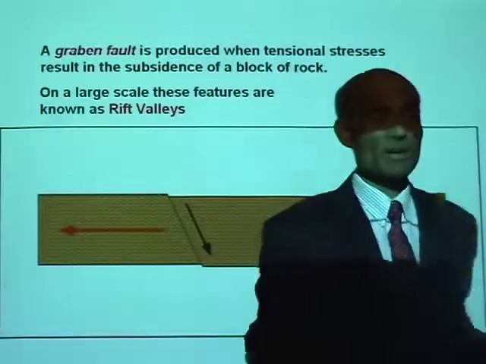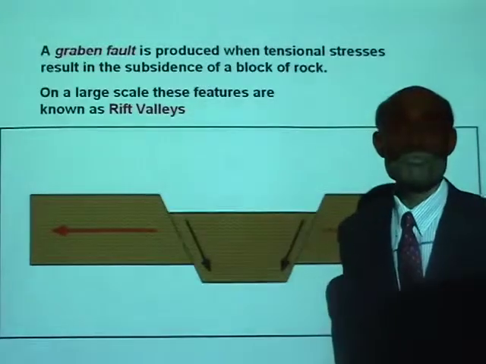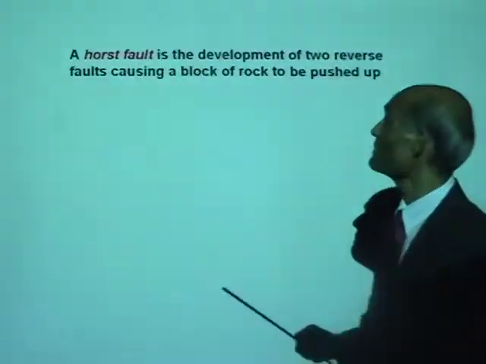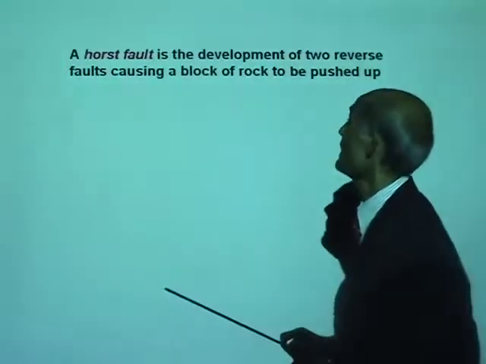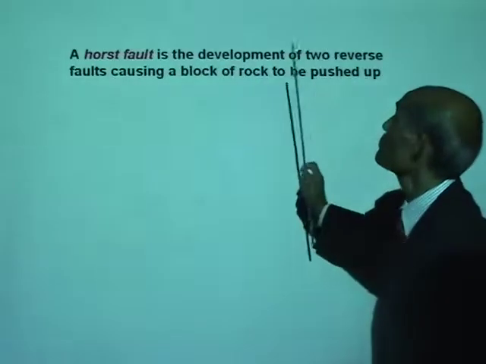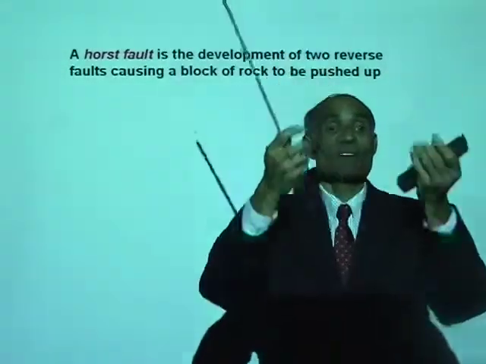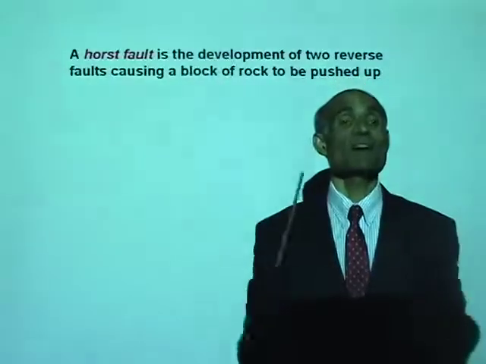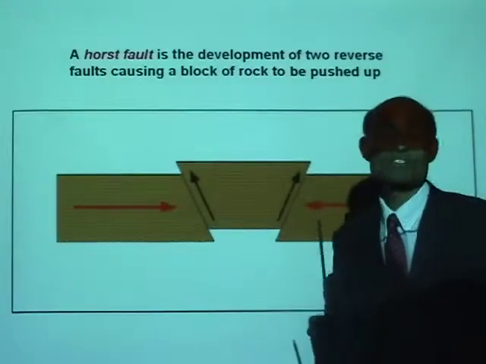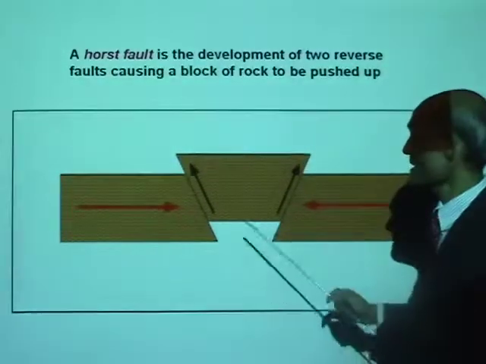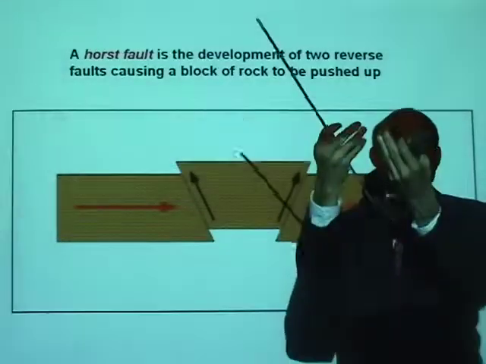Alright? So, have you kept track of the types of faults? Normal fault, reverse fault, and Graben fault. A fourth type of fault is called a horst fault. It is the development of two reverse faults causing a block to rise up. And this is how plateaus are shaped. So this is the horst fault. In other words, it is the opposite of the Graben fault. The compressional forces cause the middle piece to break and rise up.